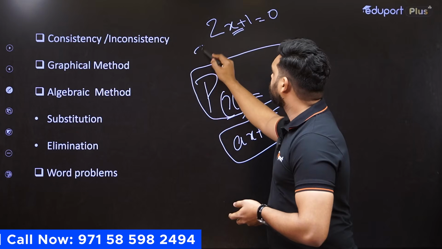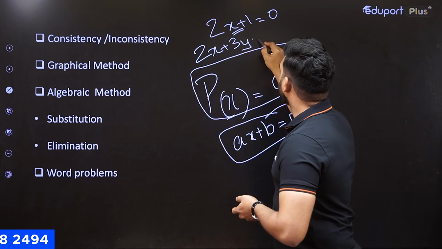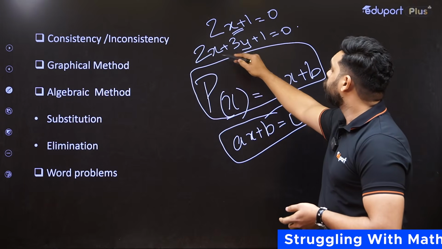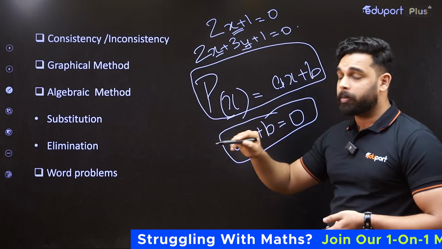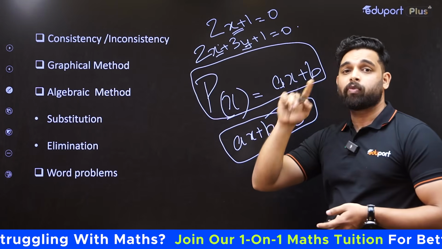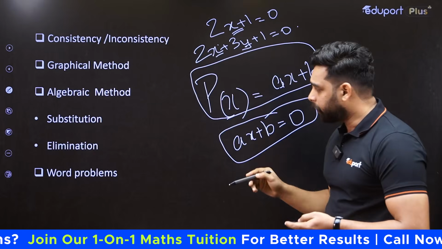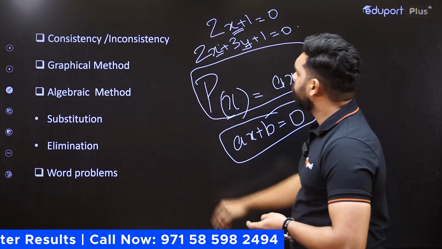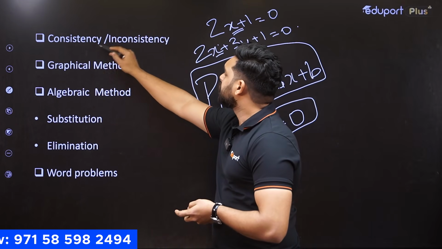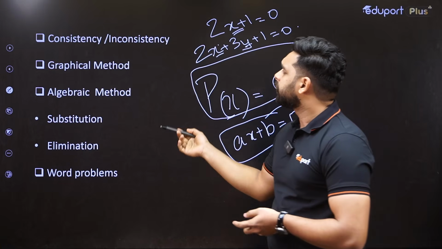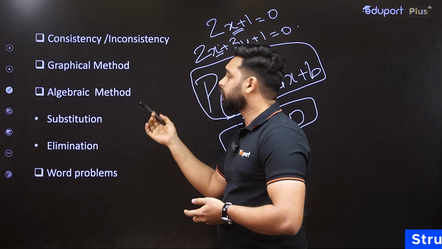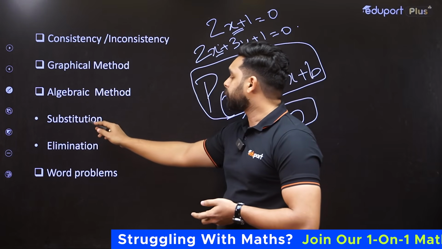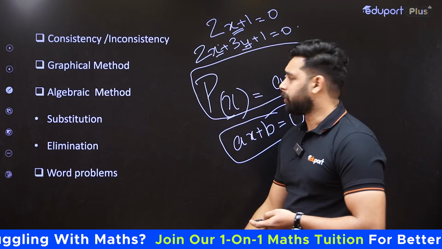So we can write 2x plus 3y plus 1 is equal to 0. This is an example of a linear equation with two variables, that is x and y. Always remember, the power of the variable will always be 1. In this chapter we will be dealing with two variables and one variable. Mainly this chapter covers consistency and inconsistency, that is solutions. We will come to it in detail in the next slides. Then the graphical method, then the algebraic methods, that is substitution and elimination, then word problems.